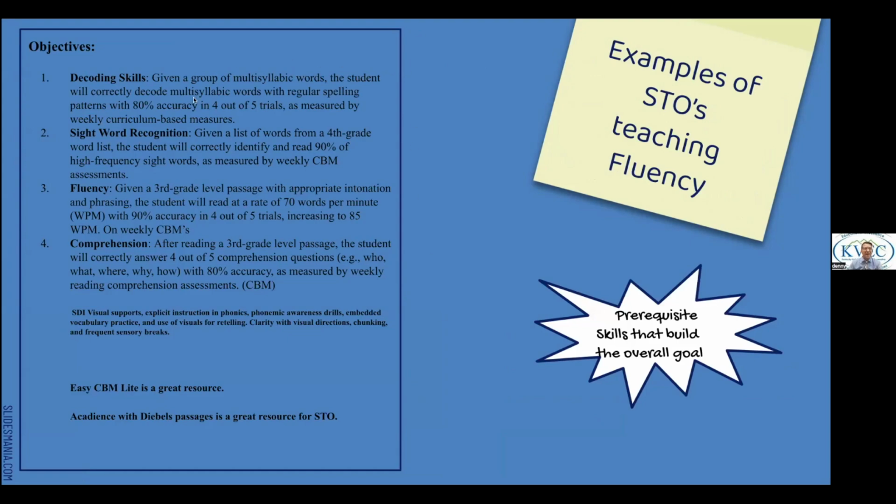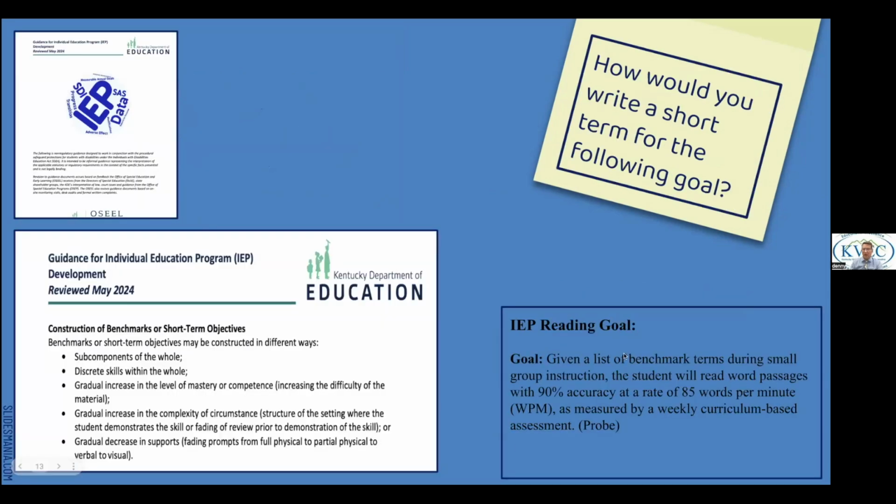So if I'm thinking about, let's just throw up comprehension there. If I'm thinking about just increasing comprehension, this goal that I provided you with in the chat, the previous goal, it might be more like a short-term objective, honestly. You may want to think about comprehension as being the target, and then this goal that we've talked about with increasing fluency is going to impact comprehension. So it could be a subcomponent of the whole.